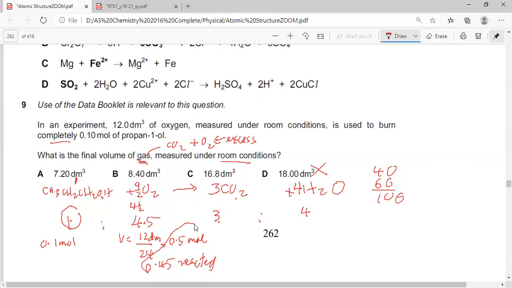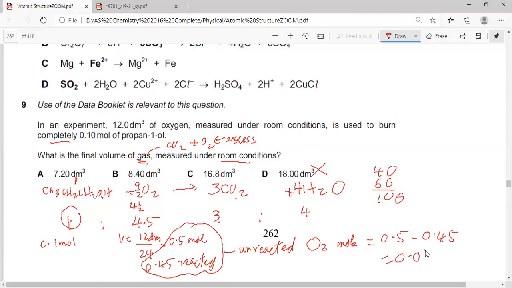So how many moles unreacted? Unreacted oxygen moles equals 0.5 minus 0.45, 0.05 moles. Here again, how many moles? 1 mole gives you 3 moles, 0.1 mole gives you 0.3 moles. So the total is 0.3 plus 0.05. How many moles of gas? 0.35 moles. Okay, right? Then what's the volume?